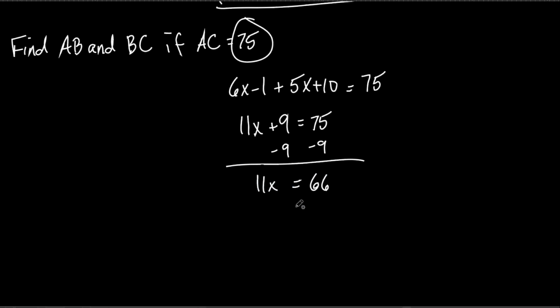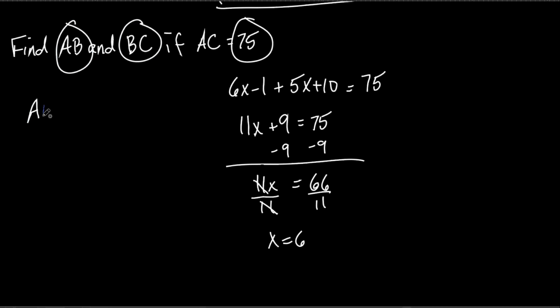11x. How do we get rid of the 11? Right, divide by 11, divide by 11. The 11s cancel. What do we get? x equals 6. Is that my answer? Do I circle it? No, because what is the question? Find the length of AB and the length of BC.